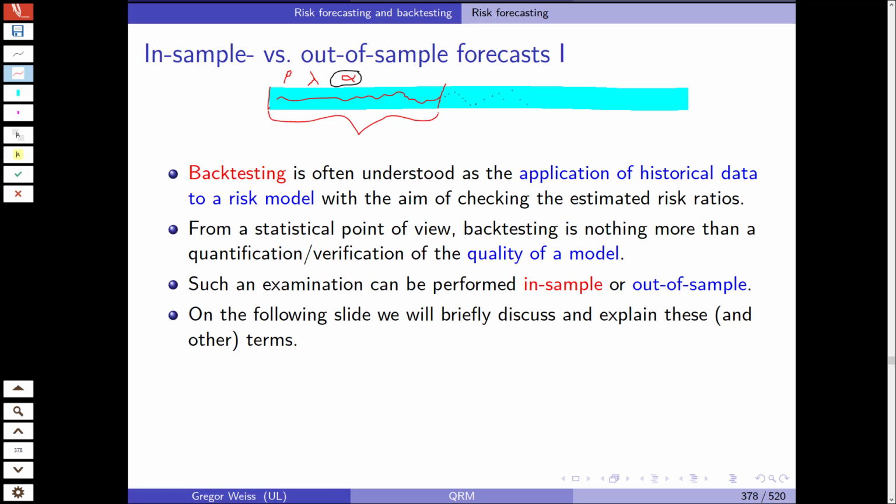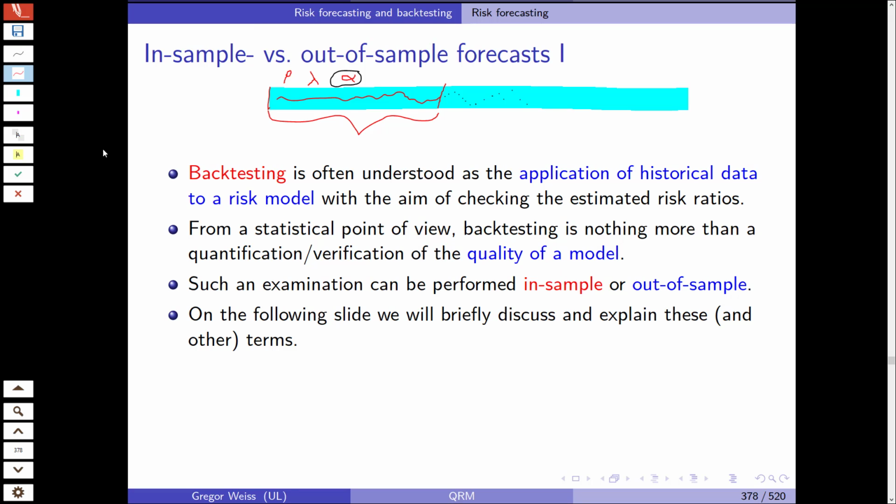Now, backtesting is often understood as the application of historical data to a risk model with the aim of checking the validity of the estimated risk measures, risk ratios, risk values. From a statistical point of view, backtesting is nothing more than a verification of the model fit, of the quality of a model. And then you can do two things. First of all, you can check the in-sample fit, and second, the out-of-sample fit.